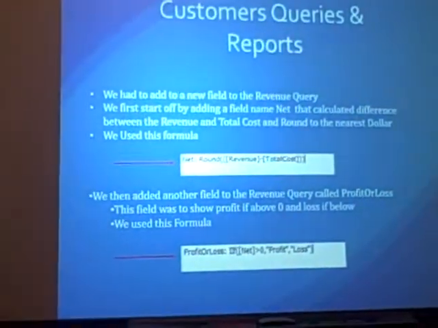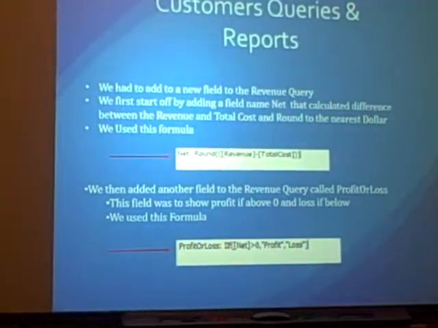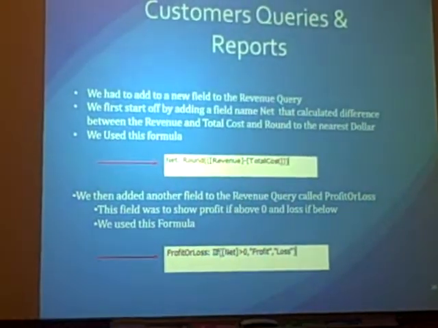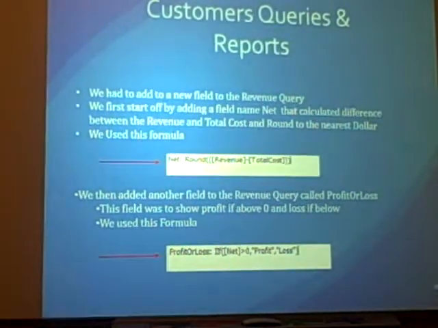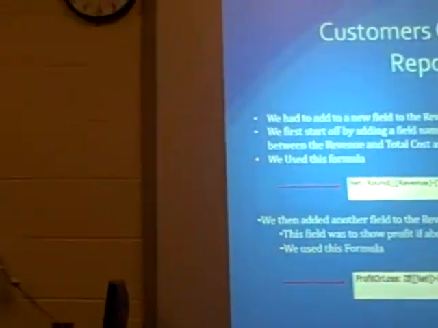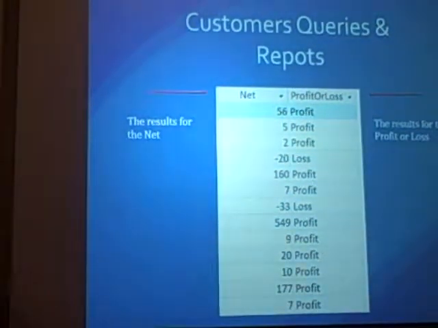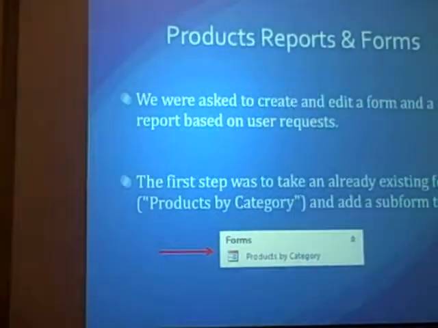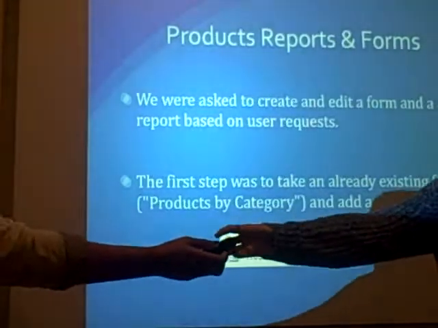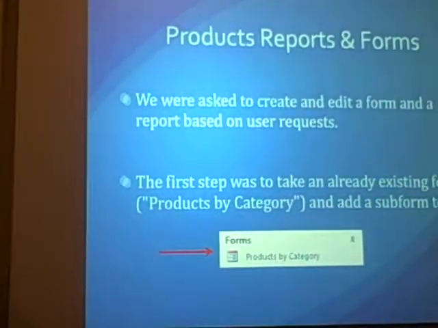We used an expression builder, and then we had to add another field to the revenues for profit or loss. This field was to show profit for greater than 0 and loss for below 0. And that's the formula we used. We used an if formula. And that's the final results for the net. It showed, and then for the profit, it showed profit or loss.